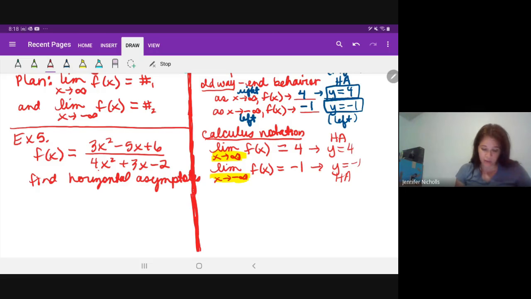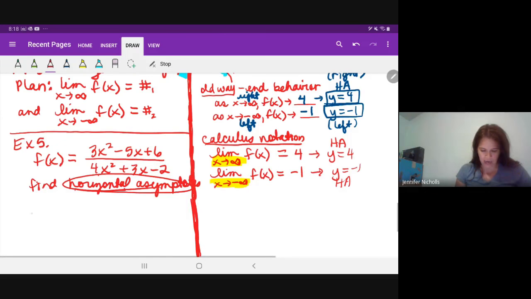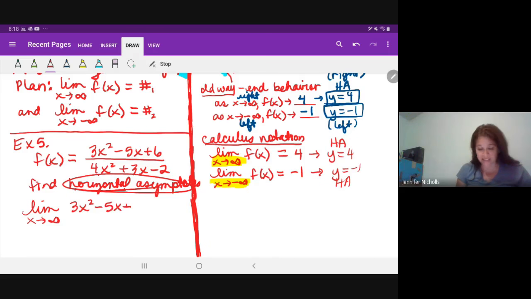Okay, so find the horizontal asymptotes. Whenever I see horizontal asymptotes in calculus, I always think I need to write a limit. So I need the limit as x approaches infinity, and I write the equation. Don't put equals the equation. It's a limit of the equation, so don't put an equal sign in between. Okay, so this is what you have.